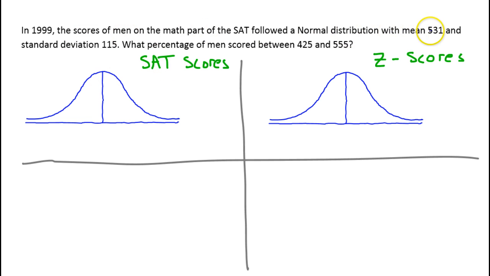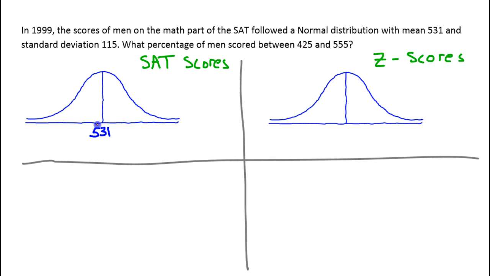They mentioned that the mean is 531. So that goes right here on the graph, right? This line right down the middle represents the mean. Standard deviation comes later. What percentage of men scored between 425 and 555? These are still SAT scores. I better make my writing smaller so I can fit it.